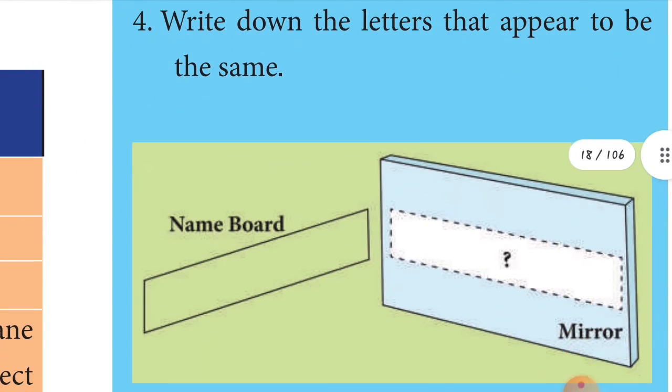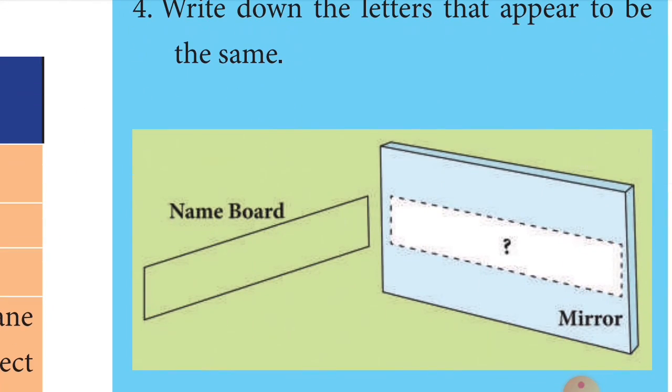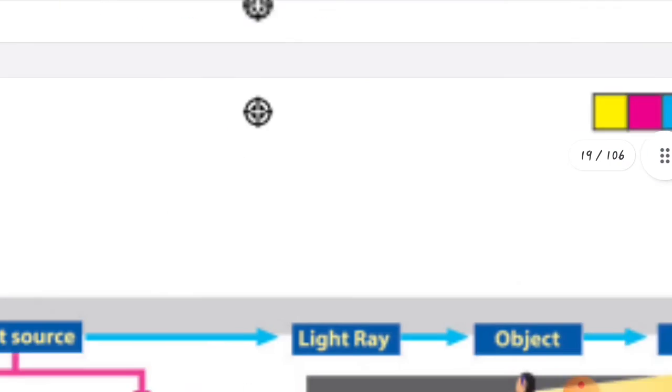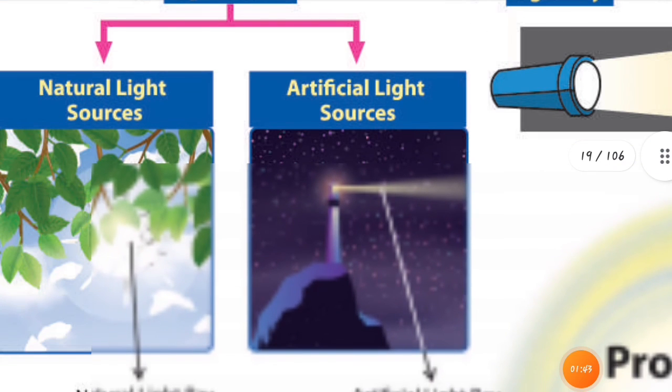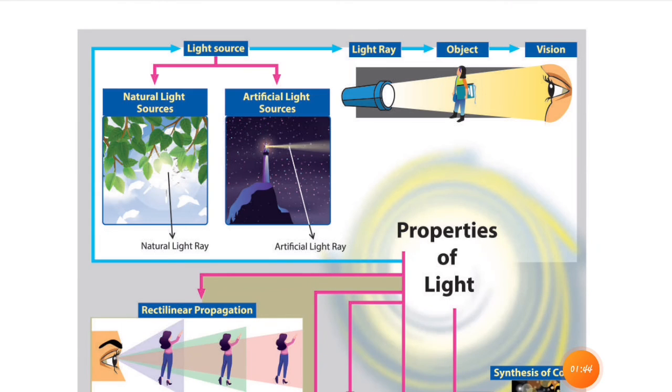See this activity, children. See this name board. Suppose you write Einstein. See this mirror? Einstein always appears as an inverted image. Okay, fine. And next, see this picture, children.